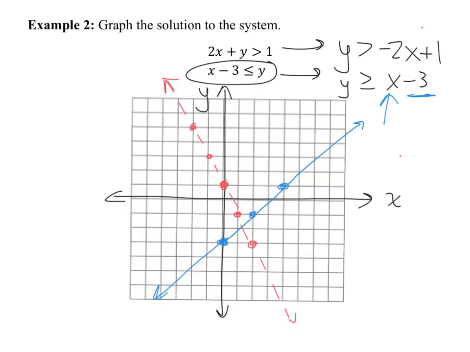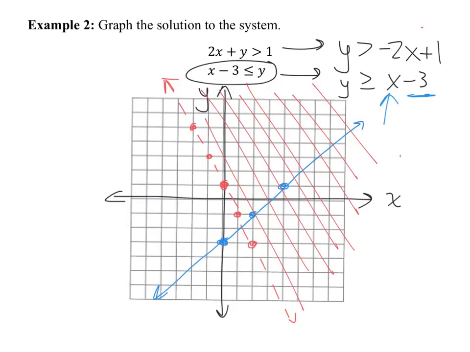What's the shortcut I was mentioning from the last example? What should I do, James? Yeah, just shade above. So it's going to be this region over here. Everything above the red dashed line. Again, you're doing this independently. You're not just testing both regions at the same time. You're testing the red line first, the first function, by either looking at the inequality symbol as a greater than, or plugging in the origin.